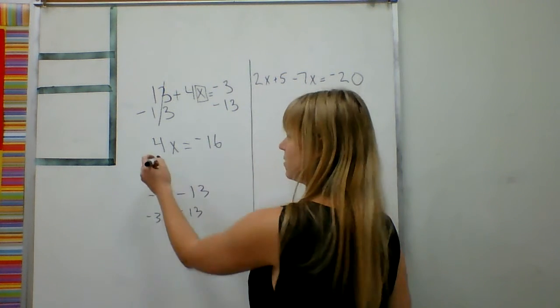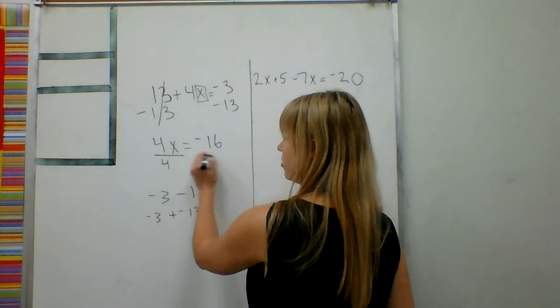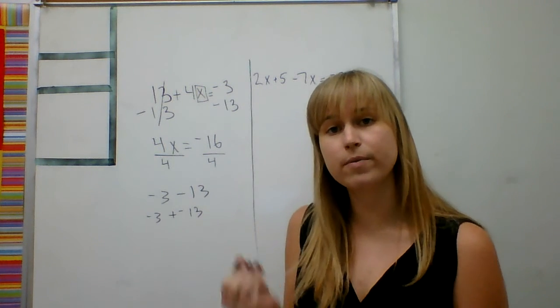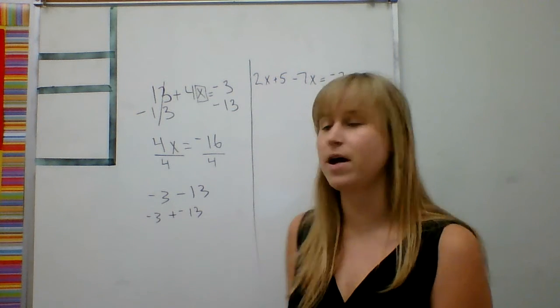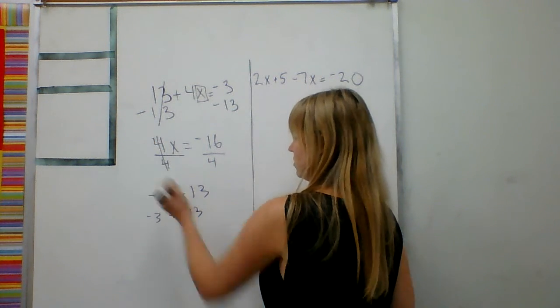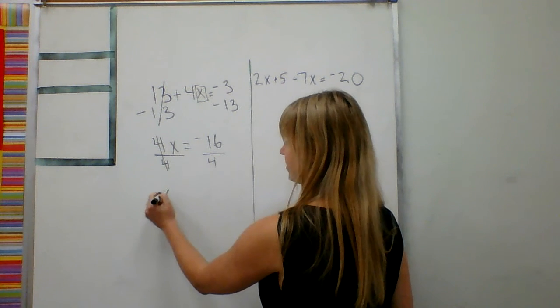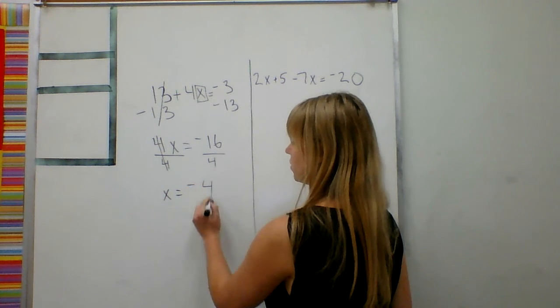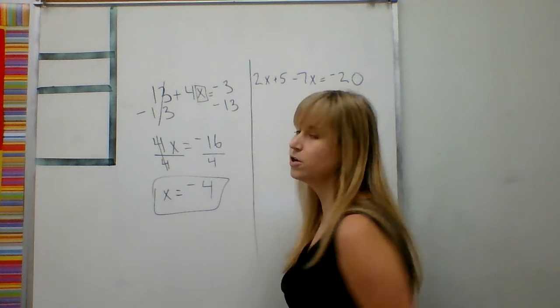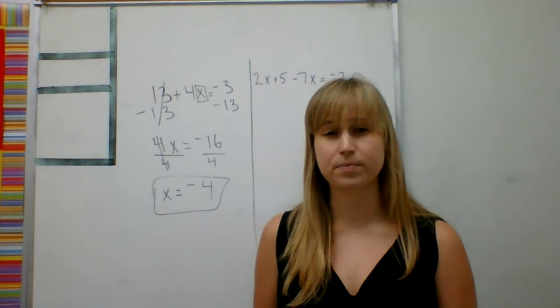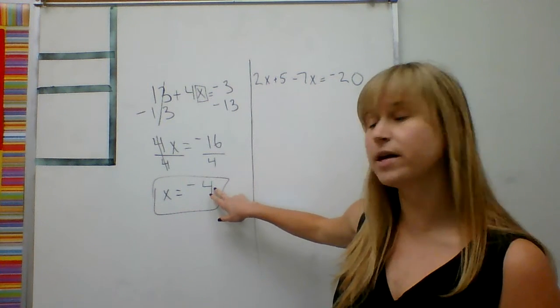To get x by itself, I'm dividing both sides by 4. Because when I have a number right next to a variable, it's multiplication. I want to do the opposite of that, which is division. So I divide both sides by 4, and x is equal to negative 4. Now, if you just put positive 4, you would not get the correct answer because negative 4 and positive 4 are not the same thing. We need to remember our negative signs.